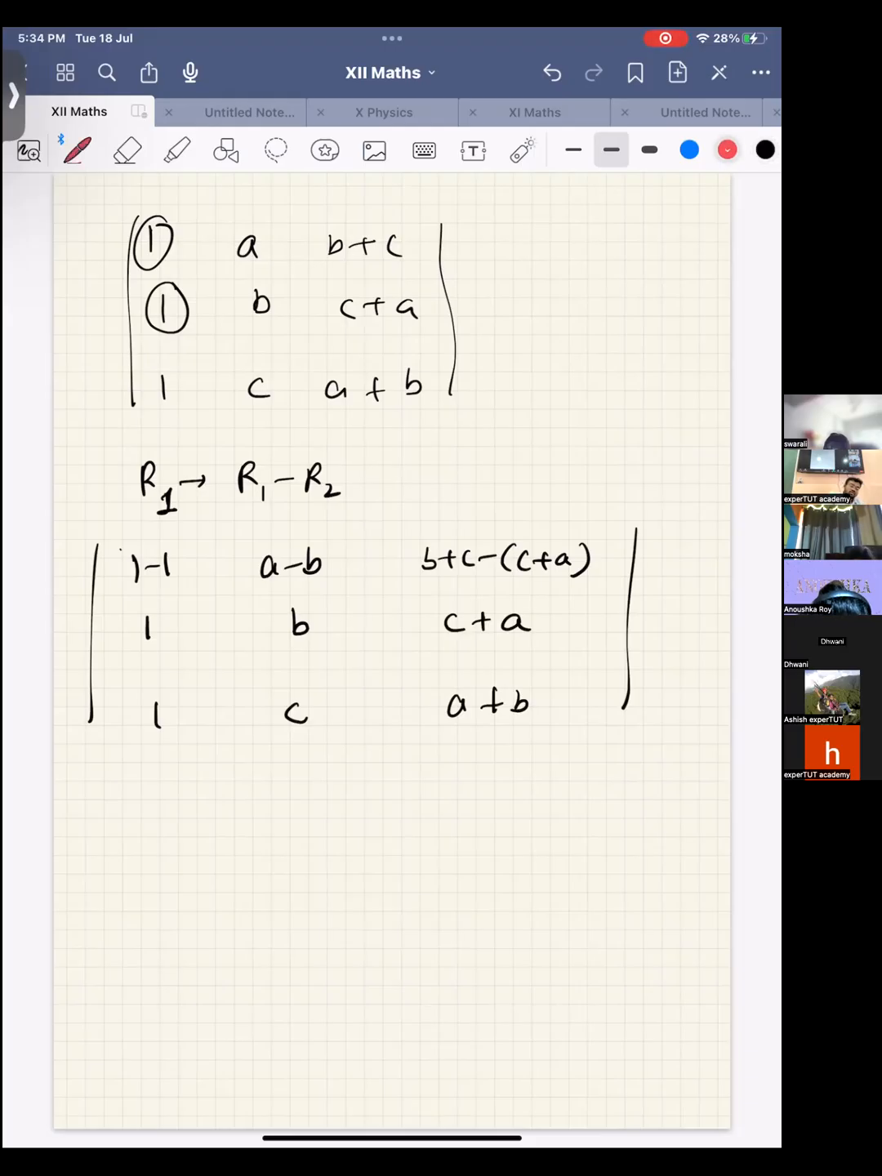And then next step, what we'll do is R2 is R2 minus R3. Okay. By the way, this will become 0, this will become A minus B, and this will become B minus A.